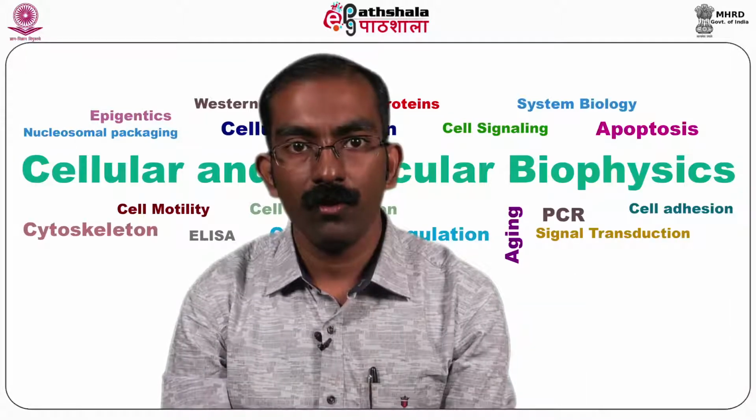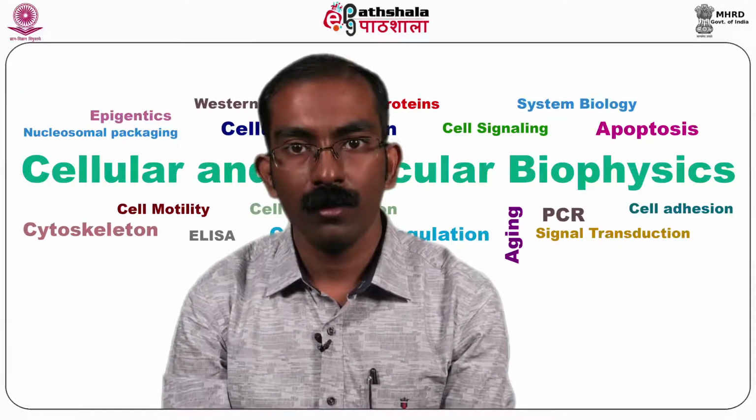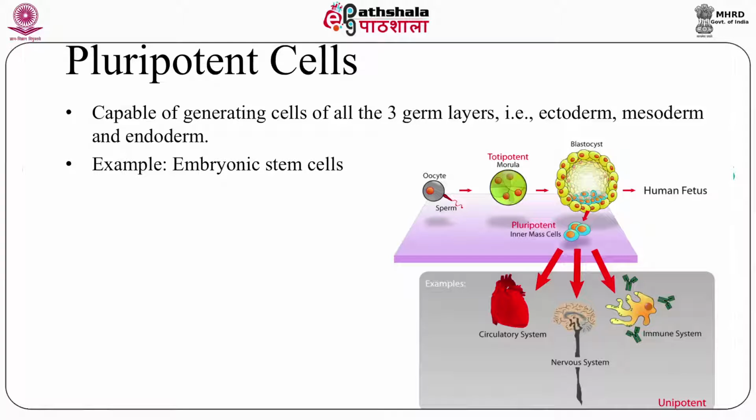Down the queue, we have pluripotent stem cells. Pluripotent cells are capable of generating cells of all the three germ layers, that is ectoderm, endoderm and mesoderm. An example of a pluripotent stem cell is an embryonic stem cell that is present in the inner cell mass of the blastocyst. The blastocyst is usually formed after 5 to 6 days of fertilization.